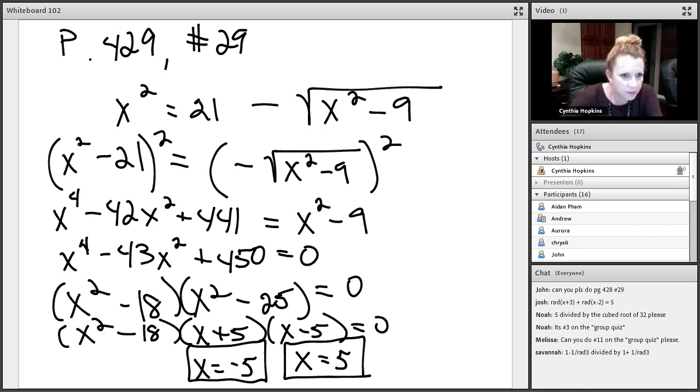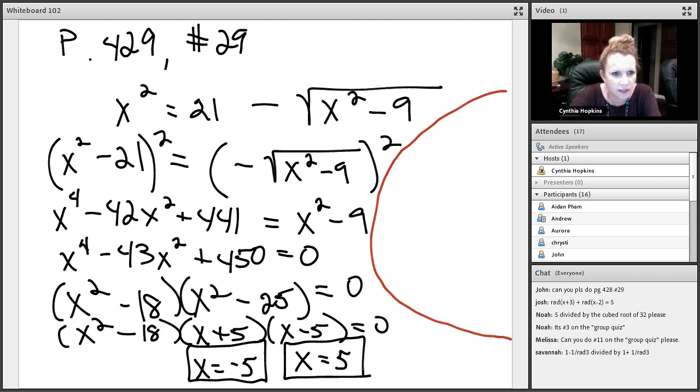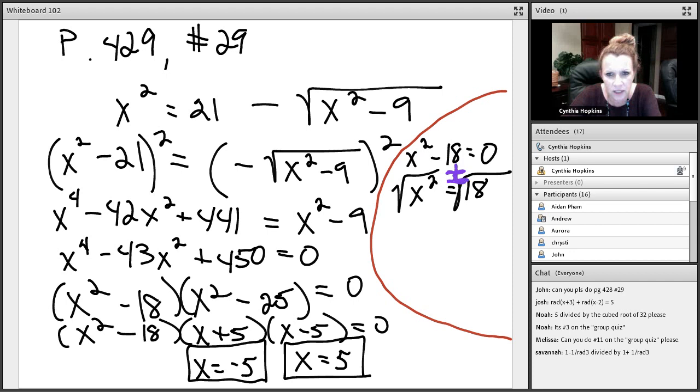Let me put this in a different color. I'm going to give myself a little room to deal with that x squared minus 18. If I set x squared minus 18 equal to 0 and solve for x, I add 18 to both sides. Then I take the square root of both sides, but I know this is a quadratic, so do not forget the plus or minus. When you take the square root of both sides of a quadratic equation, don't forget the plus or minus.